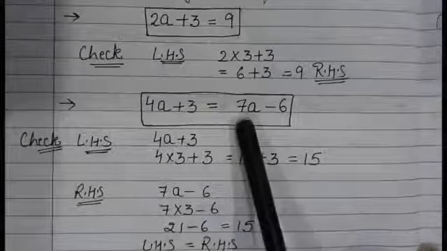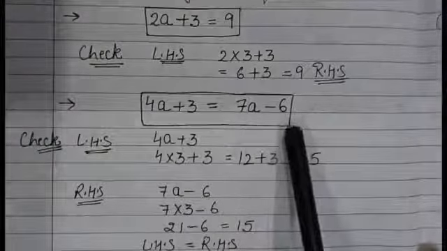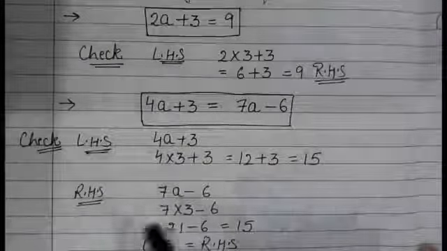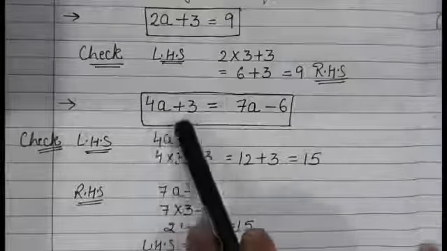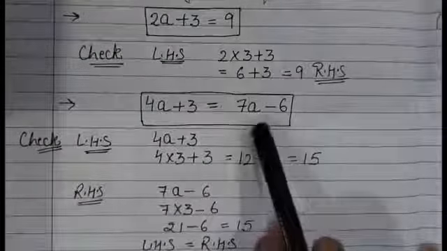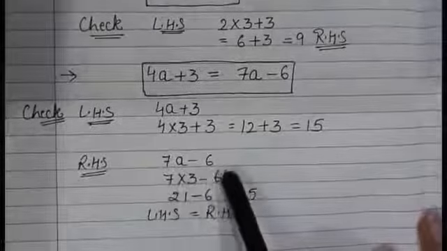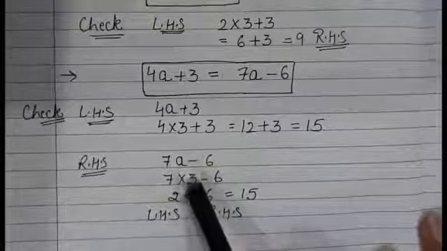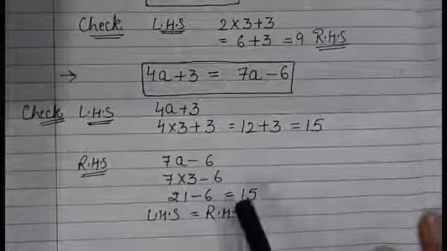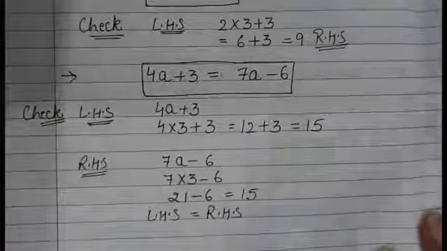The second equation which I am taking is 4a plus 3 equals 7a minus 6. First just solve the left hand side, that is 4a plus 3. Instead of a, put 3. When we solve, 15 is coming. And when I solve RHS, 7a minus 6, on putting a as 3, 15 is coming. So LHS equals RHS, that means this equation is correct, right?